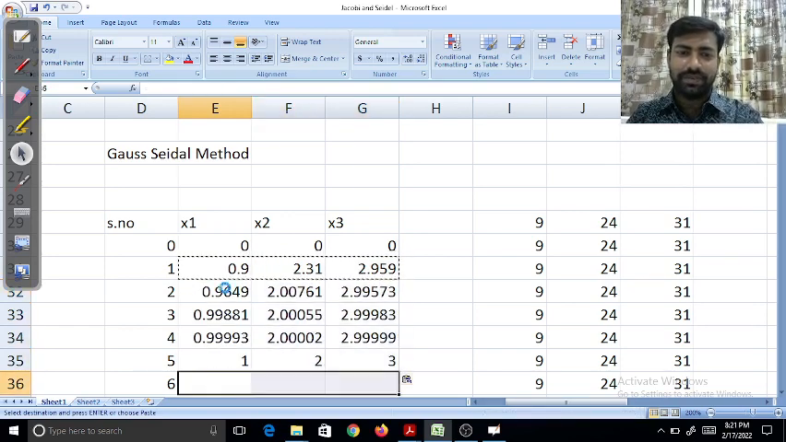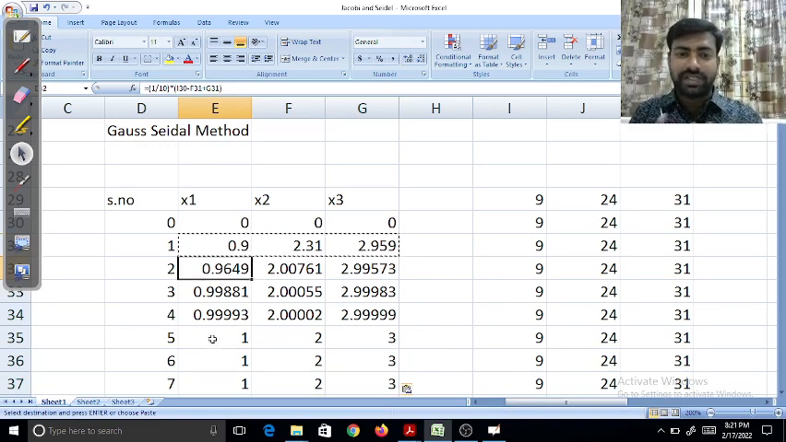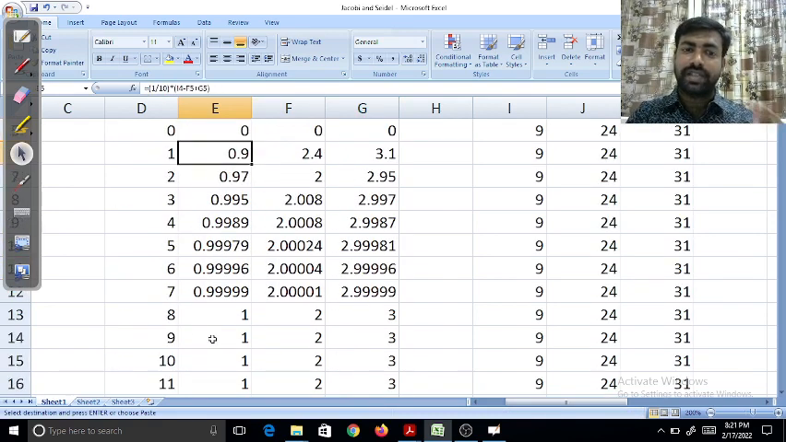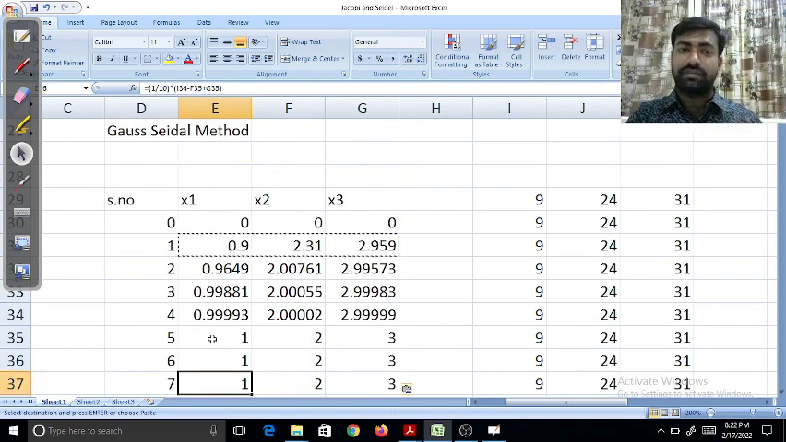So you can see, wow. In the Gauss-Seidel method, from the 5th step onwards, it remains constant and converges to the solution. Whereas in the Jacobi method, it converged at the 8th step, but here it did at the 5th step. It means Gauss-Seidel has a faster rate of convergence than the Jacobi method.